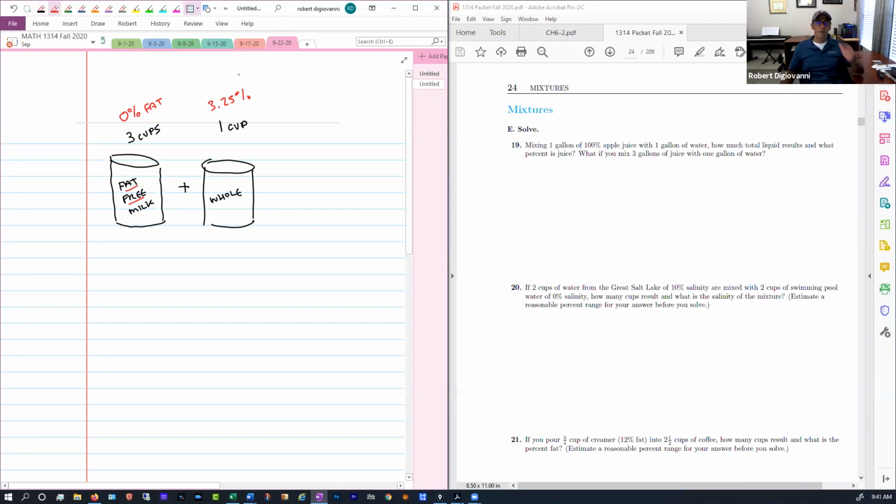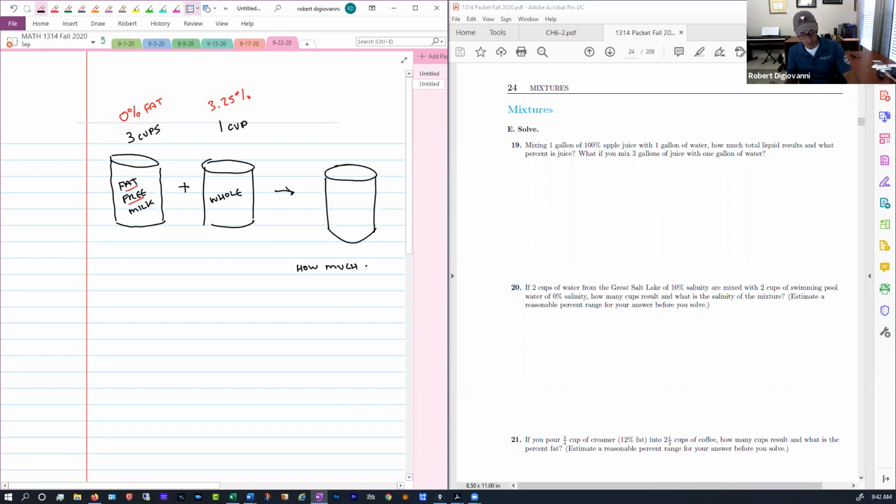Okay, y'all okay with this so far? We're going to pour both of these together. We're going to get a new container. We're going to mix them into a container. And I have 2 questions about this new container. First of all, how much milk is in there?